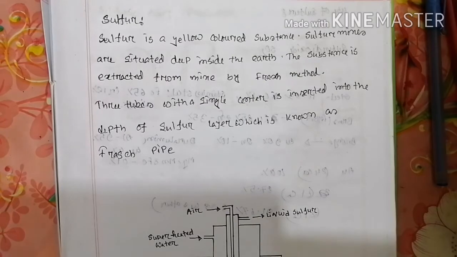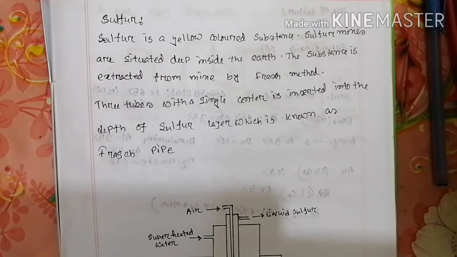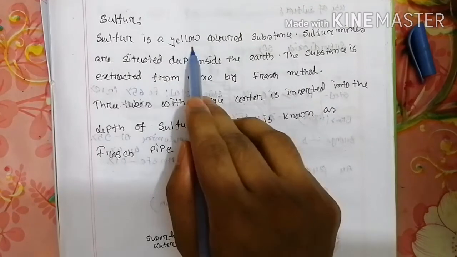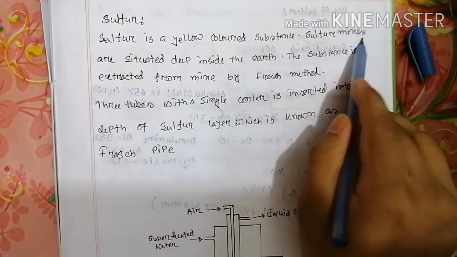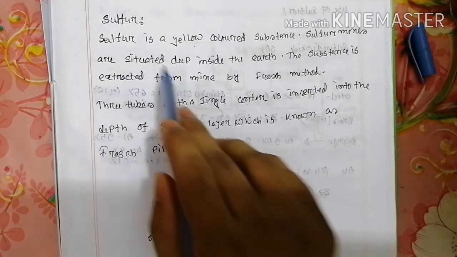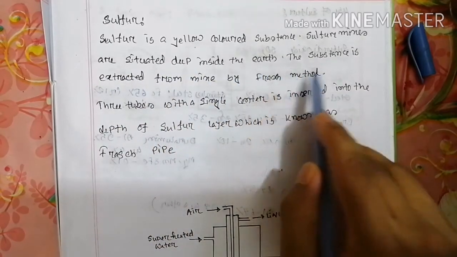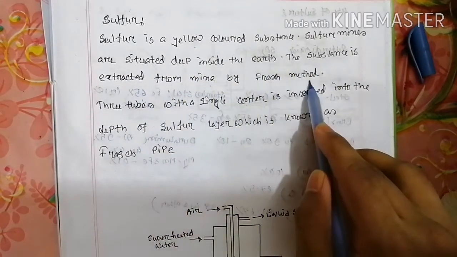Then we discuss non-metal minerals. One of the non-metal minerals is sulfur, which is extracted by the Frasch process. We discuss the Frasch method of sulfur extraction here. Sulfur is a yellow colored substance. Sulfur mines are situated deep inside the earth. The substance is extracted from the mine by the Frasch method.